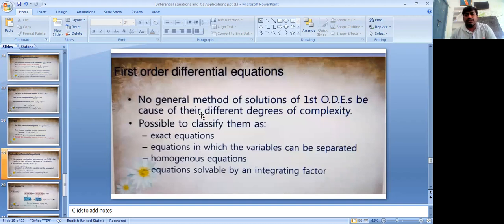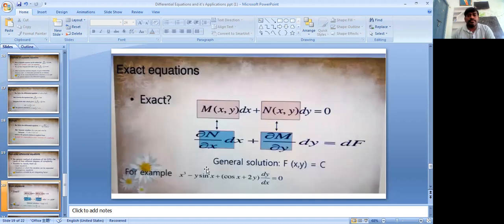First order differential equations are solved by the following cases. First one, exact equations. Second one, the variable separable method. And then homogeneous equations. Next, equations solved by an integrating factor, that is Bernoulli's method, linear differential equations, non-linear equations, and the substitution method.